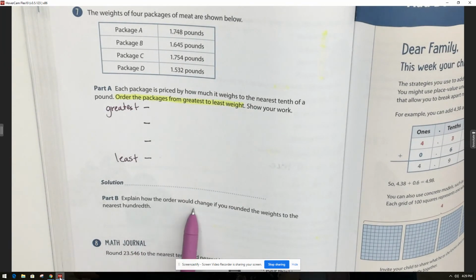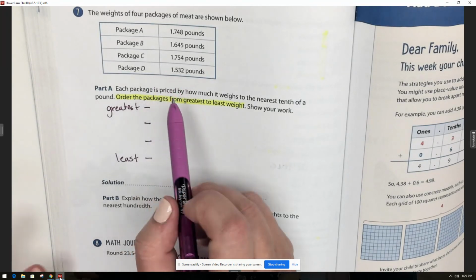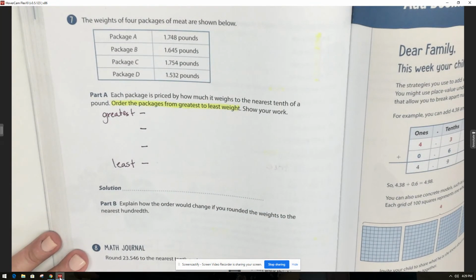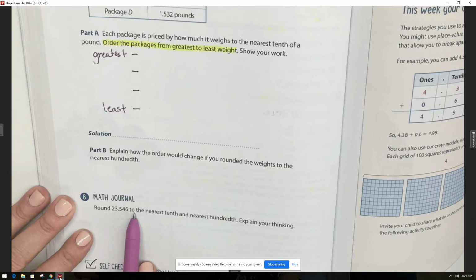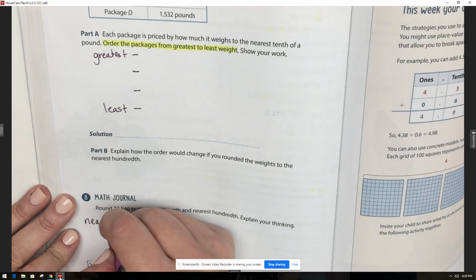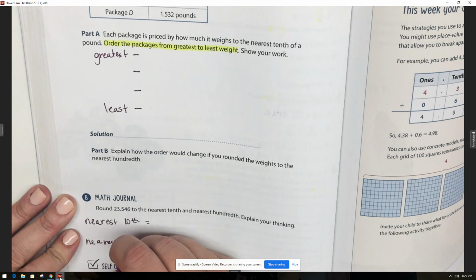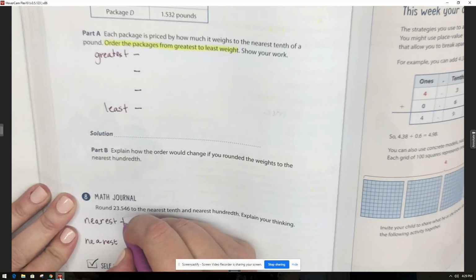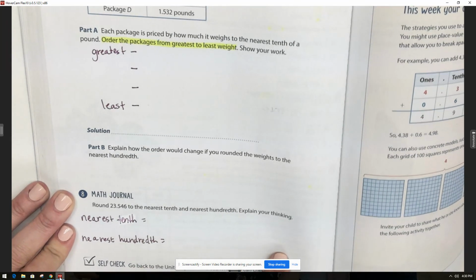Now, explain how the order would change if you rounded the weights to the nearest hundredth. So if you rounded these to the nearest hundredth, then how would the numbers change? And then finally, round 23 and 546 thousandths to the nearest tenth and the nearest hundredth. Explain your thinking. So go ahead and tell me the nearest tenth is going to go there. And then the nearest, I'm going to do word form. And the nearest hundredth, and write your answer there.